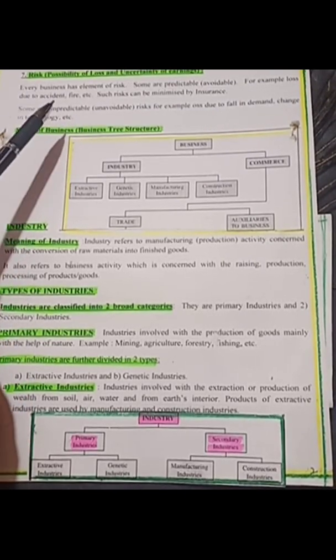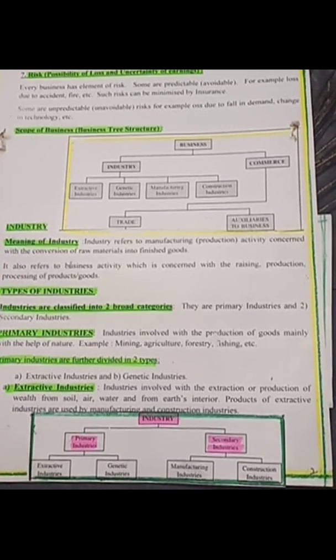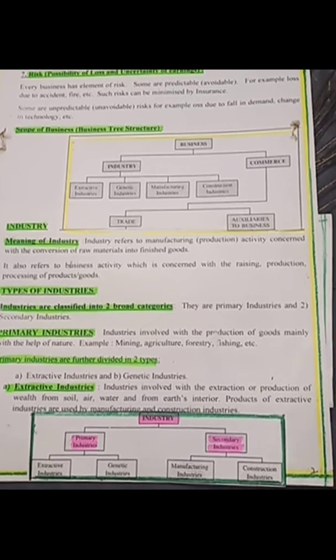So there are 7 points to cover, children. You have noted all the 7 points. Let me quickly list out all the main points once again. First is economic activity. Economic activity creates three forms of utilities: form, place, and time. Second one is sale, exchange, and transfer. Third, dealings in goods and services. Goods may be consumer goods or producer goods. The fourth one is regular dealings. The fifth one is profit motive. Sixth one is capital. Seventh one is risk, or possibility of loss and uncertainty of earnings.